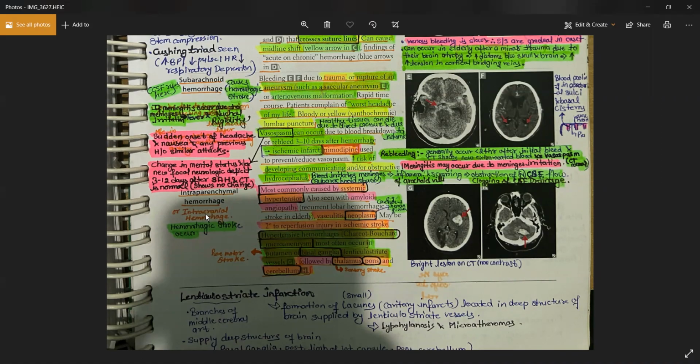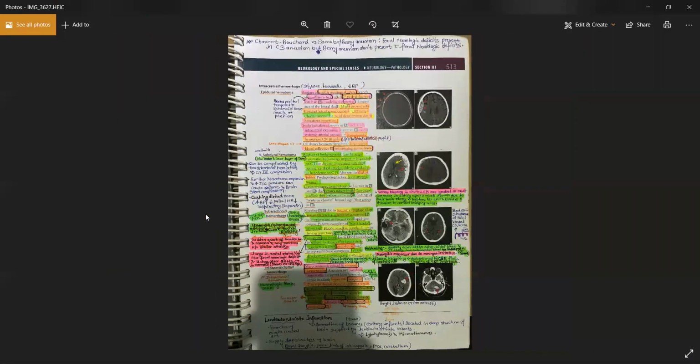Is that okay? Yes. So now any doubt on this page?